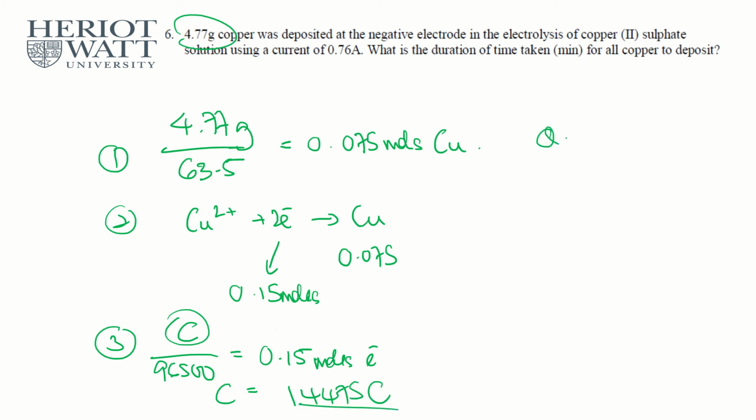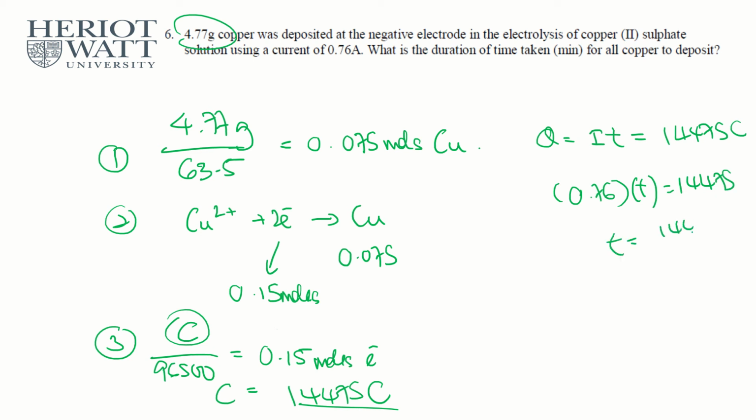And how to calculate charge? Q equals I times T, equals 14475 coulombs. And what is your I? 0.76 multiplied by T, which is in seconds, equals 14475. Then time in seconds is 14475 divided by 0.76. You get 19,046 seconds, so this is the time taken.